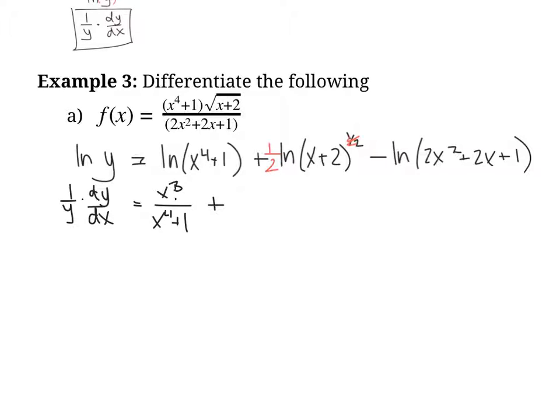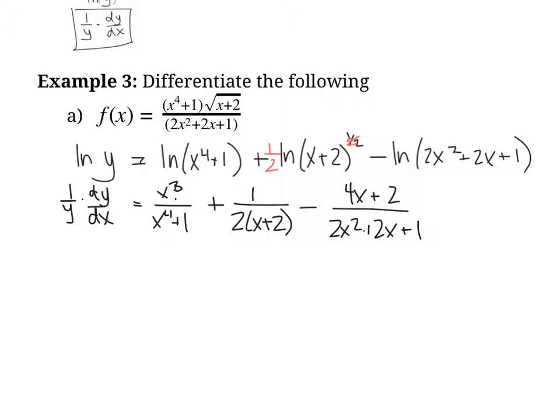Plus 1/2, so that's just going to be like this, 1 over 2 x plus 2, times the derivative of what's in brackets, which is just 1, so we don't need to worry about it, minus the derivative of that, which is going to be 1 over 2x squared plus 2x plus 1 times the derivative of what's in that bracket. So again, I'm just going to replace what's in the numerator here, because it's just going to be multiplied anyways by what the derivative is, which is going to be 4x plus 2. There we go. That's our derivative.